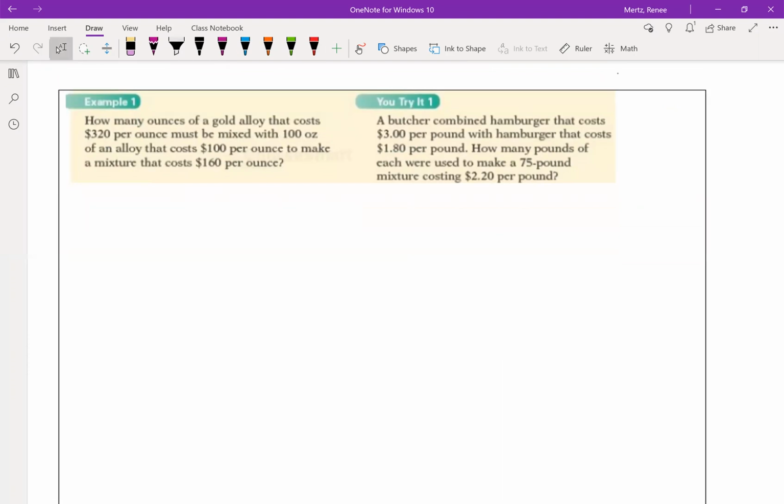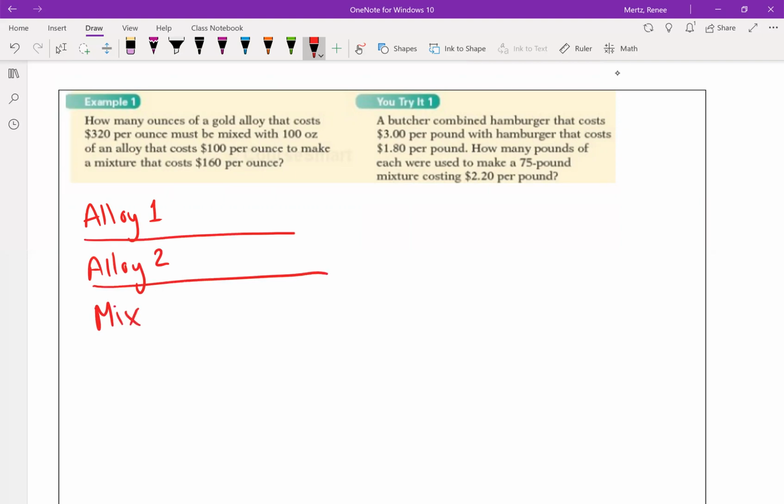For example 1: how many ounces of gold alloy, so that's just not pure gold, it's a mixture, that costs $320 per ounce must be mixed with 100 ounces of an alloy that costs $100 per ounce. This is a little bit confusing because we have alloy 1, alloy 2, and then we have the mixture. I like to call the bottom one the mixture always. We have a price column for all three, a quantity column for all three.